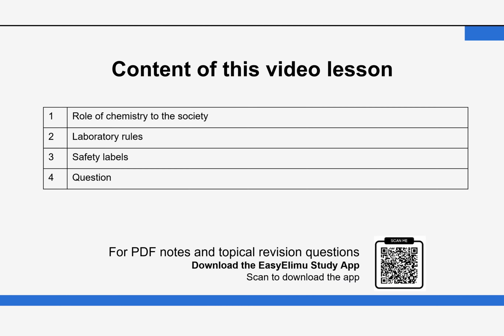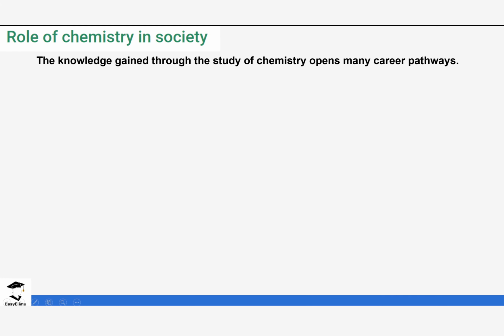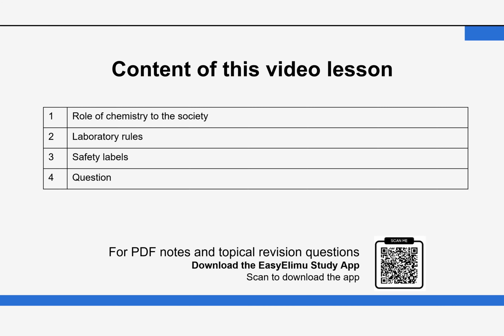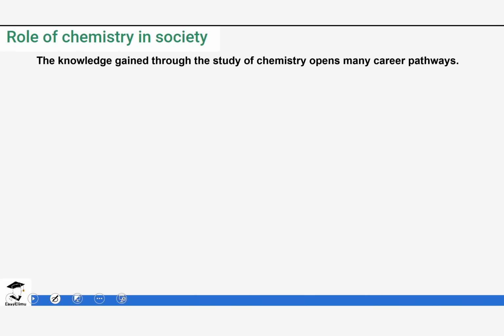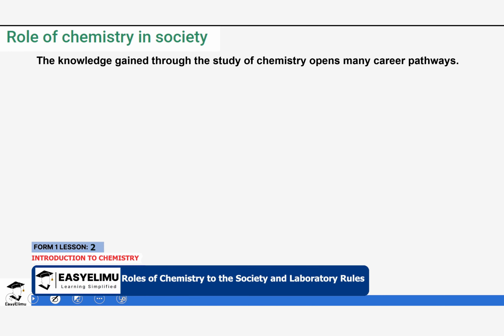So for today, we are going to look at the role of chemistry in the society. We are also going to look at laboratory rules and some safety labels. And also, we are going to tackle some questions in regards to what we are going to discuss today. So we will start by understanding the role of chemistry in the society.